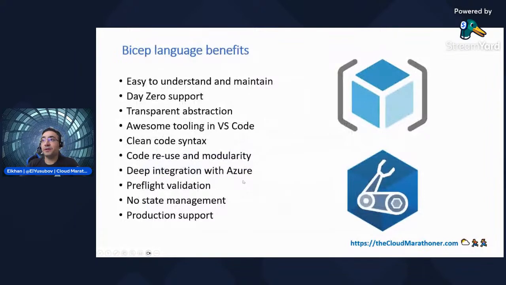Okay, in terms of Azure Bicep language benefits, I'm not going to count them all here. There are more than 10, but I would just mention that it comes with very deep integration to Azure. It comes with pre-flight validation, and you don't have to manage any state like you have to do with, for example, Terraform, where you have to manage the state of your resources. And Azure Bicep comes with real production support. So if you get into issues, you can open a Microsoft ticket from traditional channels and get that resolved.